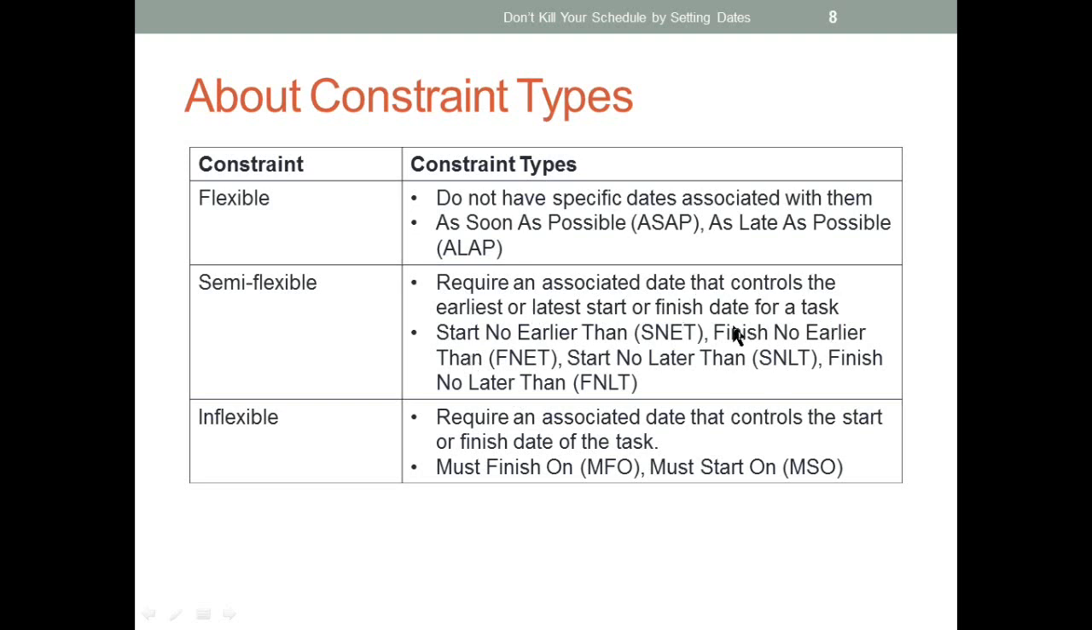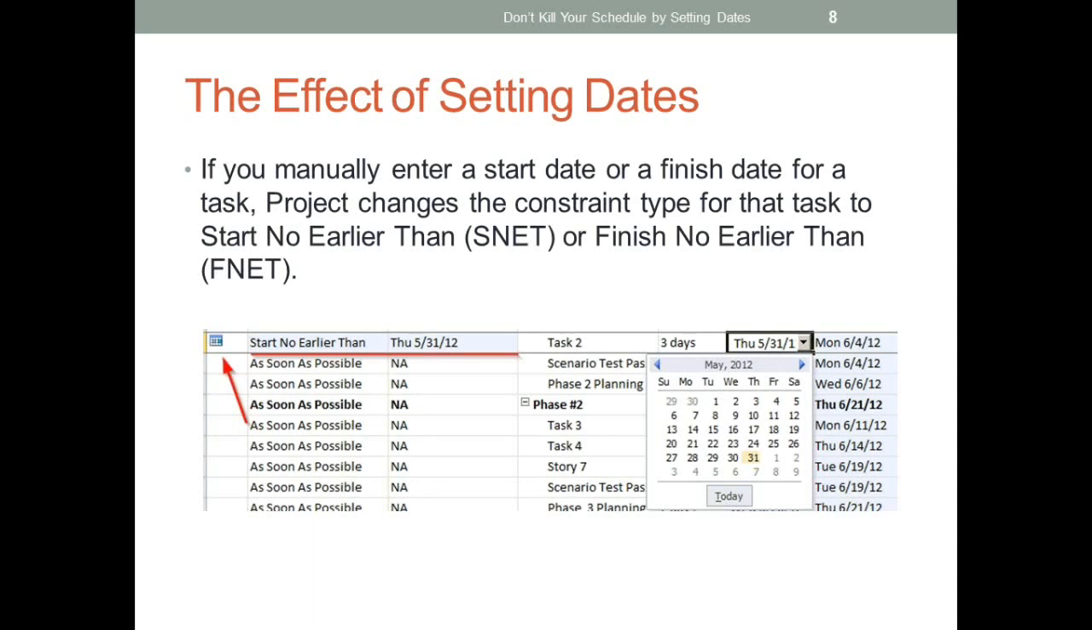So when you want to restrict an activity to start or finish not before or not after a particular date, you can go for the semi-flexible constraints. The last one is called inflexible. It's more like a do or die date, which means these activities should start or should finish by a given date. So examples of those constraints are must finish on and must start on. Okay. So this is a point which I've already highlighted.